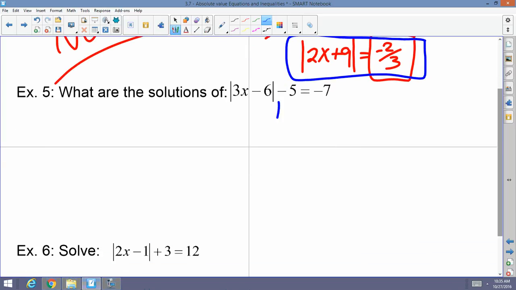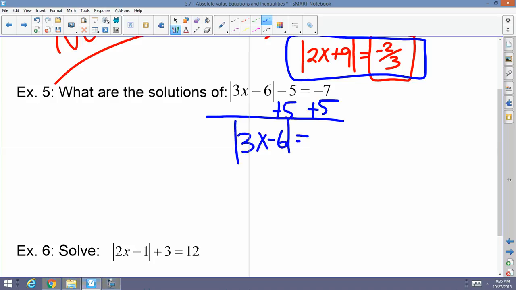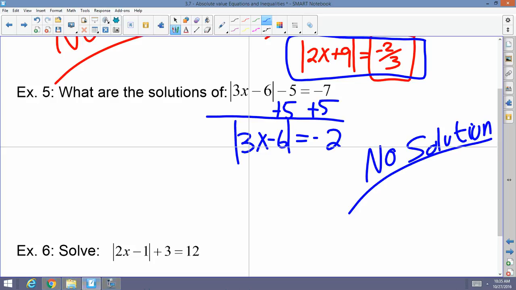Oh yeah, look at that. I'm going to add 5 to both sides. I have isolated this bad boy, but it equals a negative 2. An absolute value cannot equal a negative 2. No solution. Don't get spoiled. I'm not going to put 50 of those on the test, but you may have one or two.